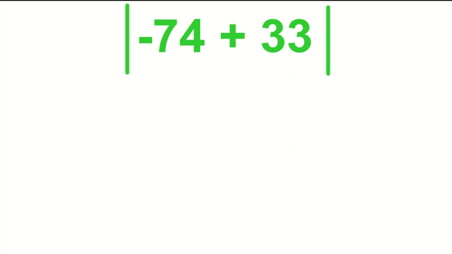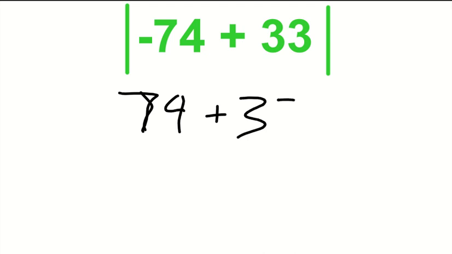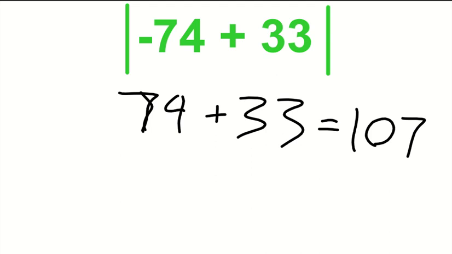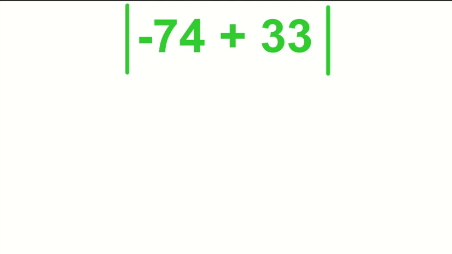So absolute value of negative 74 is 74. Absolute value of 33 is 33. And then adding them up. That's not how these are supposed to work. What you want to do is do the math on the inside first. So we're doing this before we worry about the absolute value.